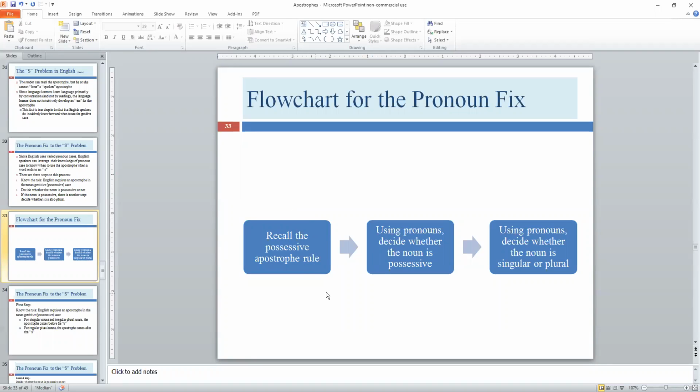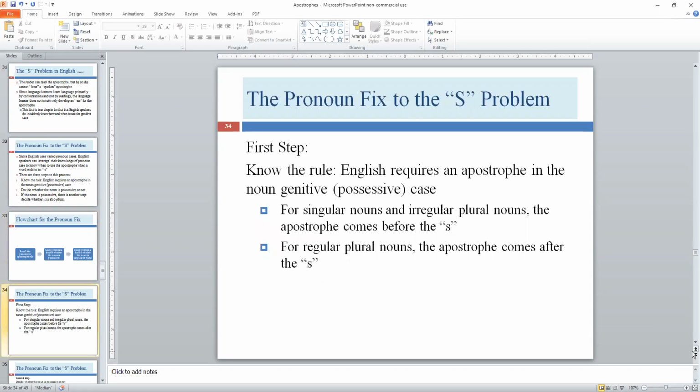So don't feel like you have to memorize these rules. I mean, you're going to need to memorize it for this class for some purposes, but in the long haul, 6 years from now, you're not going to remember necessarily all these rules, but you're going to remember how to look them up, how to find them. So you're going to find the rule or remember the rule, whichever is the case. Then you're going to decide whether that rule applies, and then you're going to decide, if it applies, whether the noun is plural or singular. These are the steps, 1, 2, 3. Let's go to step 1. Let's refresh on what the rule is. Written English requires an apostrophe in the noun, genitive, or possessive case. That's the rule.